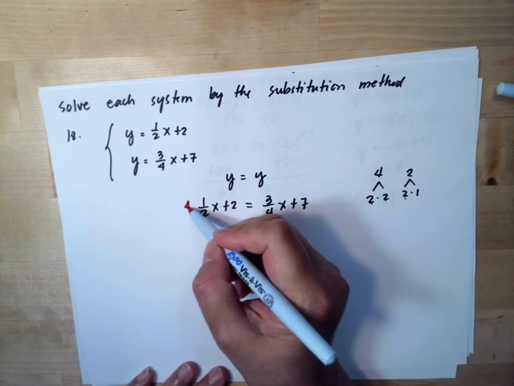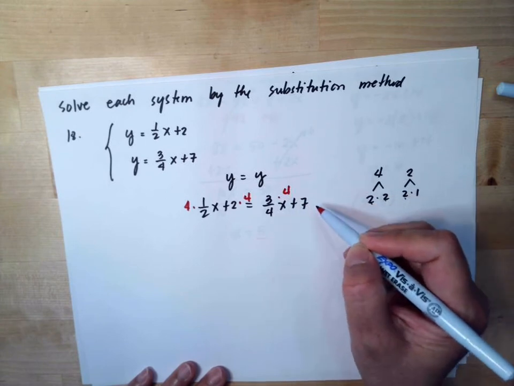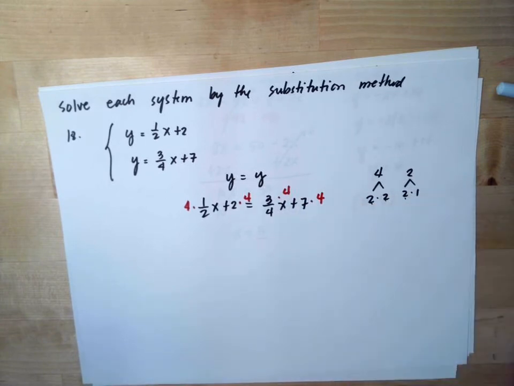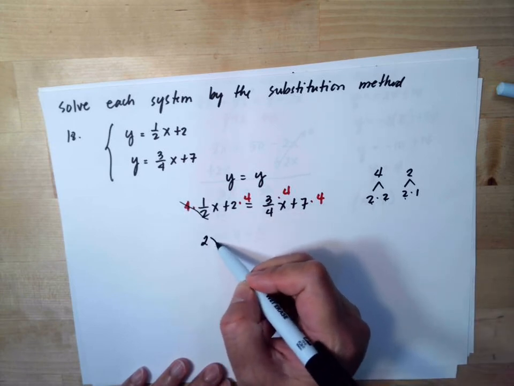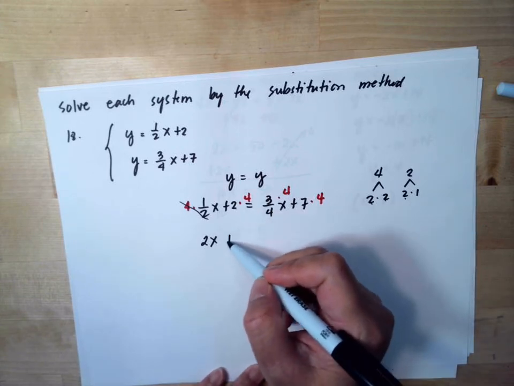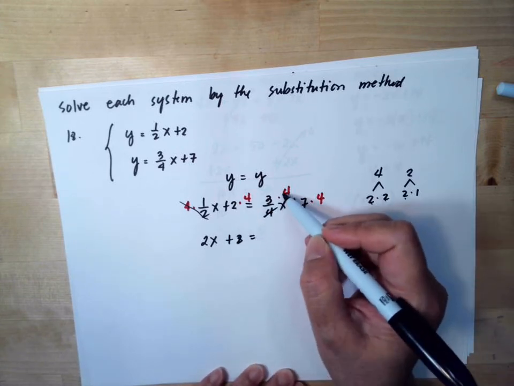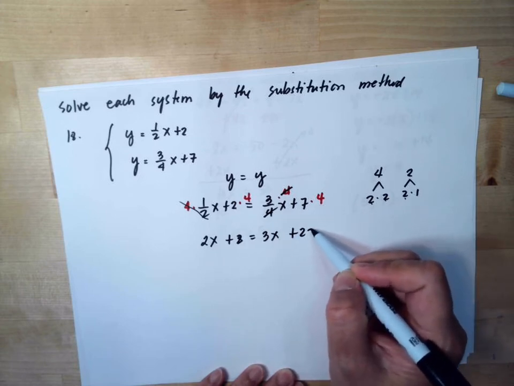So multiply this by 4, multiply this by 4, multiply this by 4. So you're multiplying all terms by 4. So 4 divided by 2 will be 2. And 2 multiplied by 4 will be 8. Then this will be canceled. So you have 3x. Then 7 multiplied by 4 is 28.